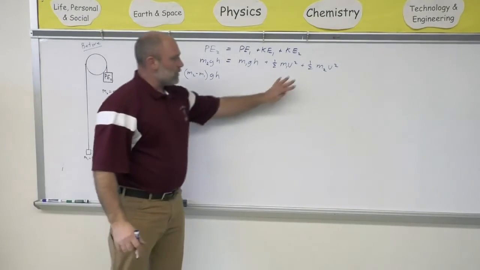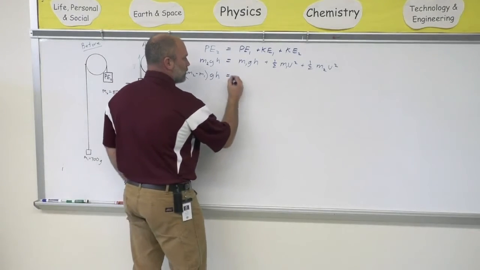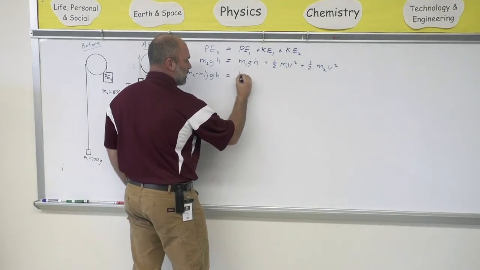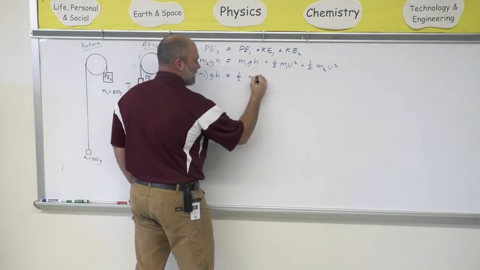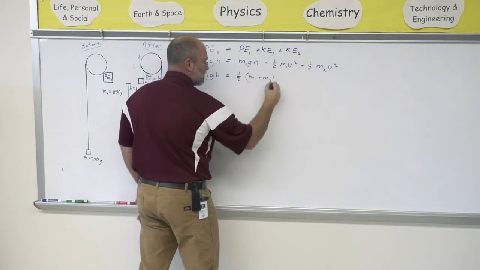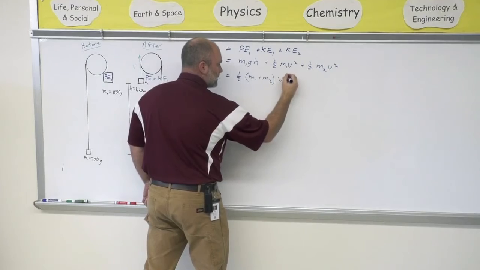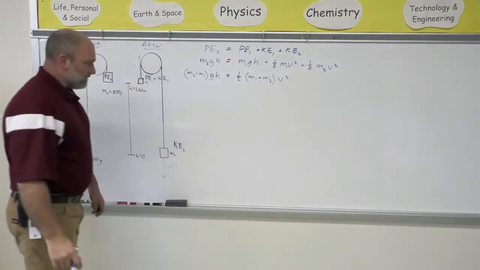We're going to do the same thing over here. We're going to leave this stuff, but I'm going to use the distributive rule. Let's write it this way. We'll pull the 1/2 out front. We're going to write m1 plus m2. We're going to leave that in the middle, and v squared at the end.